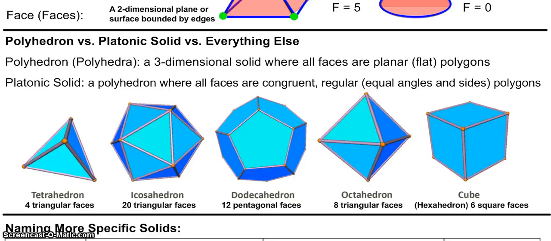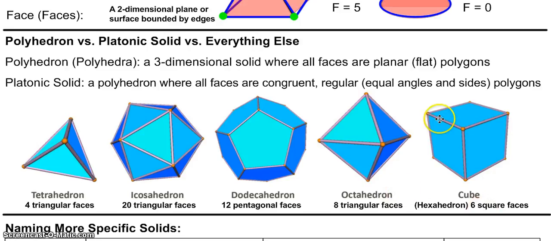There are actually only 5 solids that fit this description of a platonic solid. It's the tetrahedron with 4 triangular faces, tetra meaning 4, the icosahedron with 20 triangular faces, icosa meaning 20, the dodecahedron with 12 pentagonal faces, dodeca meaning 12, the octahedron with 8 triangular faces, octa meaning 8, and the cube, also known as the hexahedron, hexa meaning 6, for 6 square faces.